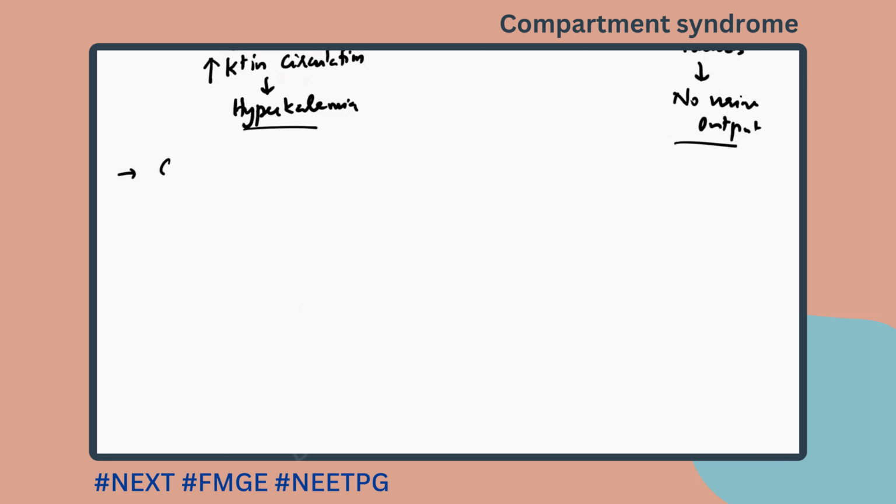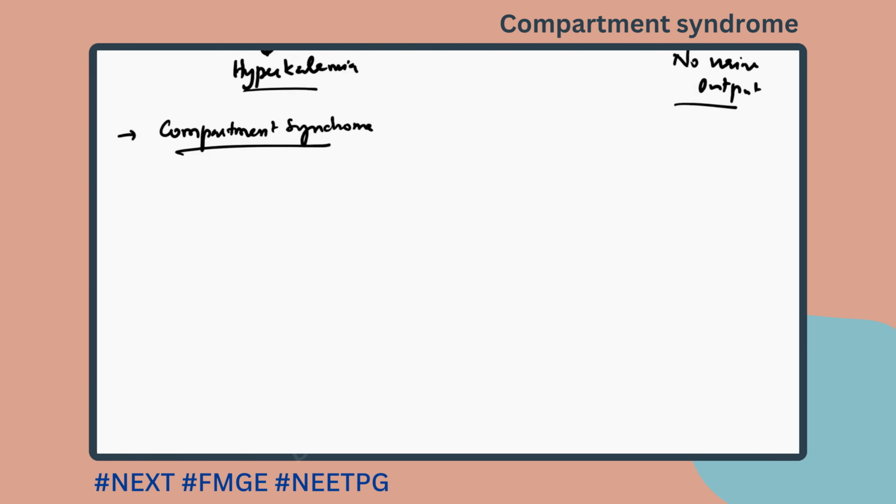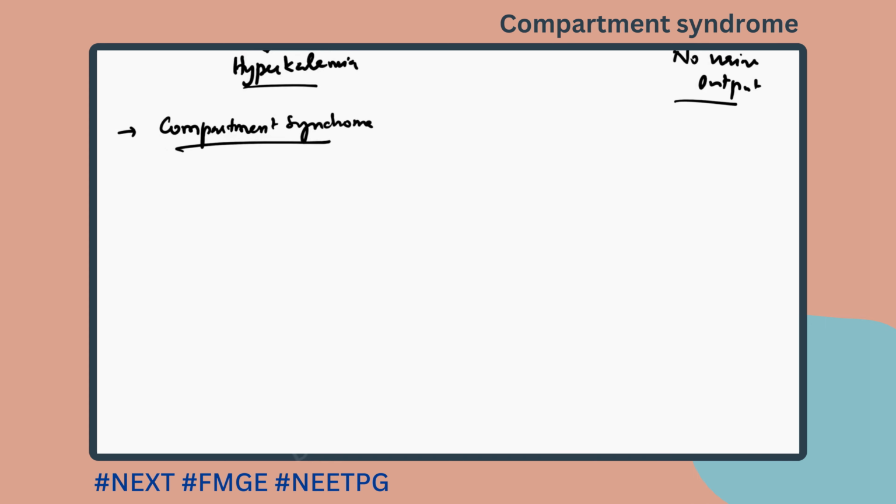When a fracture happens, that complication is called compartment syndrome. Very, very important. Compartment syndrome question is frequently asked. Okay, so let us see what is called a compartment first. Then we'll see what are the complications which happen when a compartment syndrome occurs.